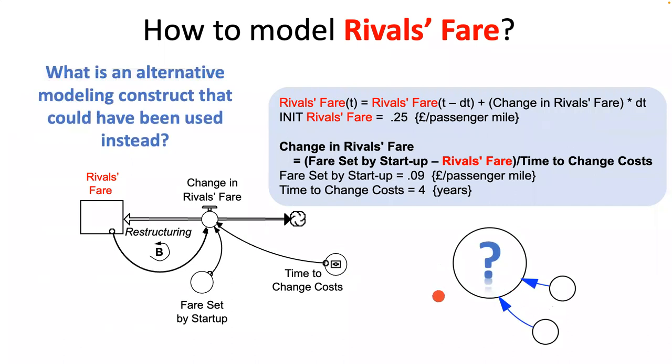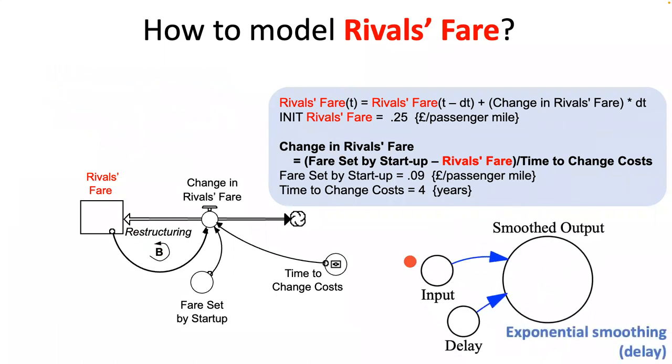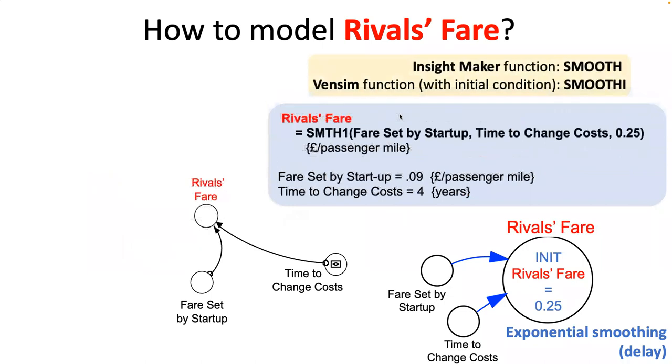As I've been hinting at here, you should hopefully recognize that this equation and this structure is exactly a smoothing delay. And so we could use an exponential smoothing function in Vensim or InsightMaker, like smooth or delay, instead of this whole block here, where the initial condition for that smoothing delay would be this 0.25. So in InsightMaker it's smooth. In Vensim, it's smooth I, because it has an initial condition, because we need to put that initial thing there.